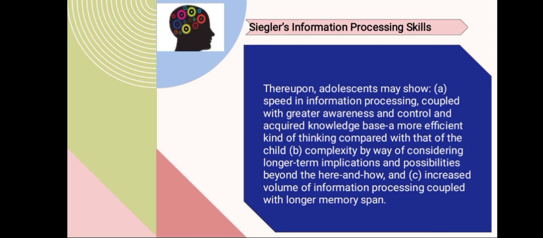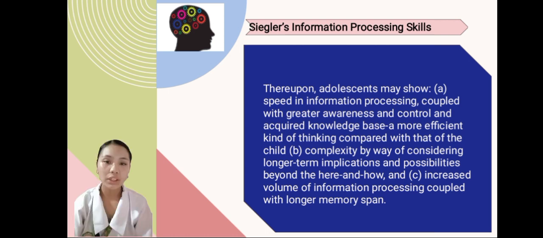Increased volume of information processing coupled with longer memory span. Adolescents may handle a larger volume of information and possess an increased capacity for retaining and recalling this information over extended periods. This expanded memory span aligns with their heightened information processing capabilities, indicating an advancement in cognitive abilities as they mature.